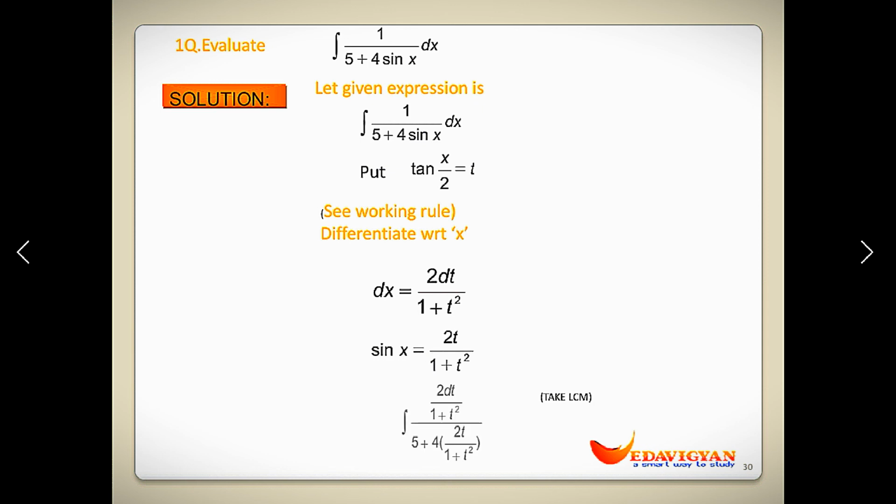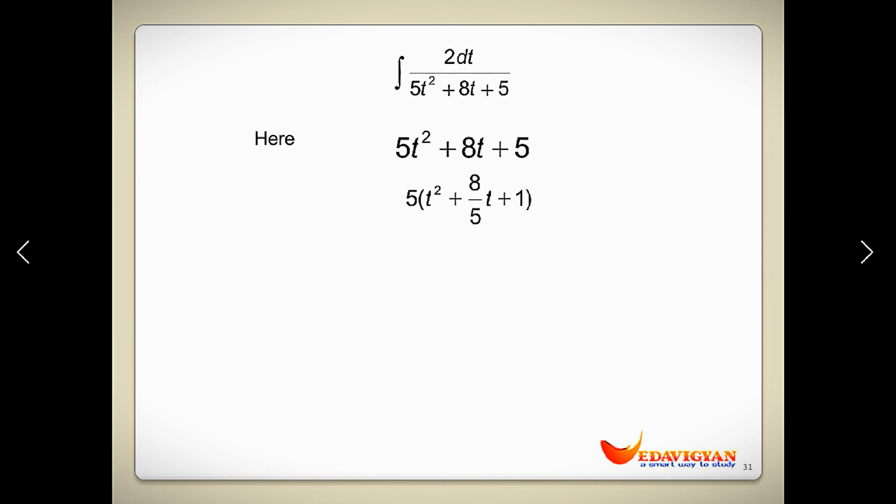These two values are substituted in the above equation, getting the integral of 1 by 2 dt by 1 plus t square over 5 plus 4 times 2t by 1 plus t square. Take the LCM here. The 1 plus t square in the numerator and denominator will be cancelled. You have to choose the denominator 5t square plus 8t plus 5. Taking 5 outside, it becomes t square plus 8 by 5 t plus 1.